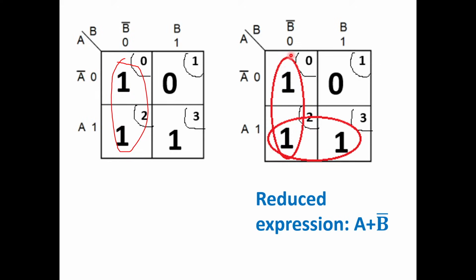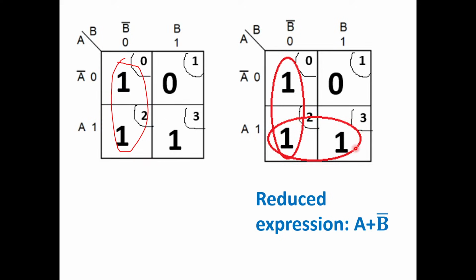Okay. Now here we have got two groups. Let us consider this first group. In this first group, what is common? In this box, A bar is there. In this box, A is there. So it is uncommon. If you look at the top, B bar is there. So B bar is common for this group.